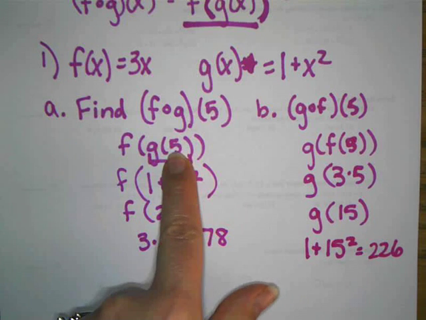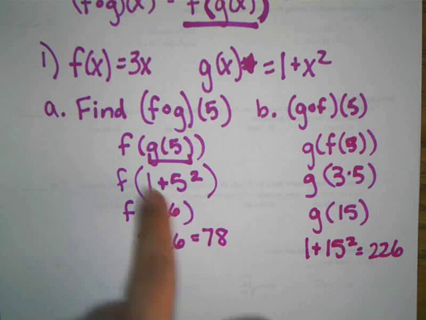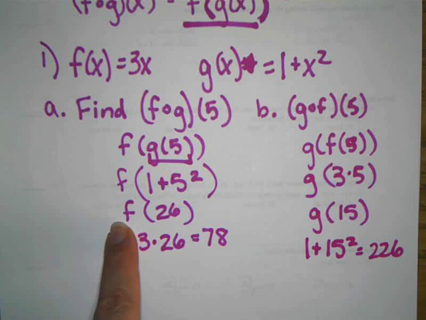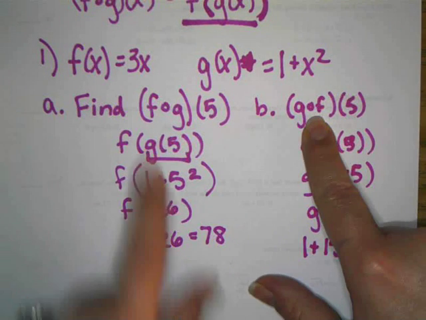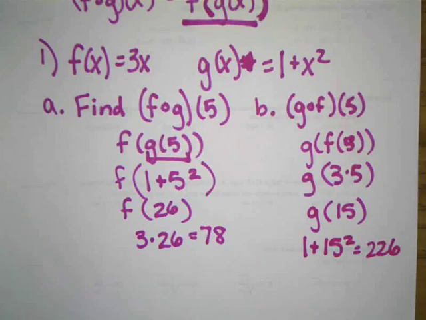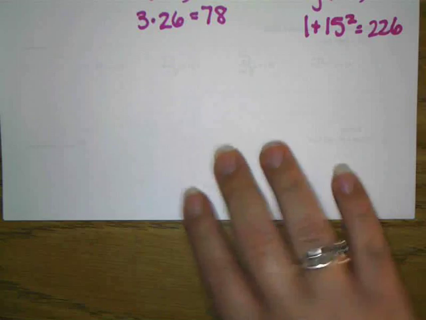So here you start on the inside, you plug the 5 into g, and then you get that number and you plug it into f. Notice how they're not the same answer. So the order does matter. G of f or f of g, even though they're both of the same number, does not give you the same answer.